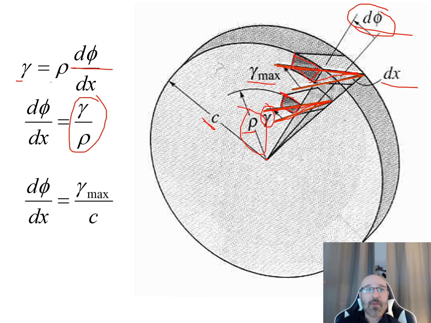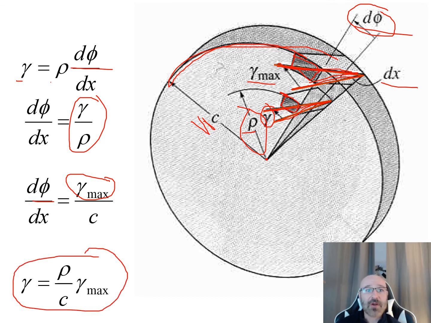Whereas if we go to our max term right there, our d phi dx is equal to our gamma max over C, where there's our C right at the outer surface. And our gamma max is this right here, as far as what we're looking at physically on the top element at the outer surface. So we can rearrange that, and our relationship between our gamma and our gamma max is that gamma is equal to rho over C times our gamma max.